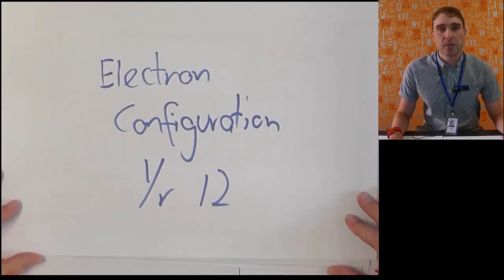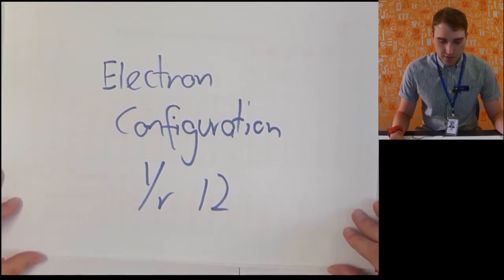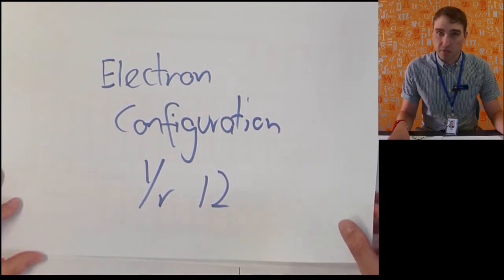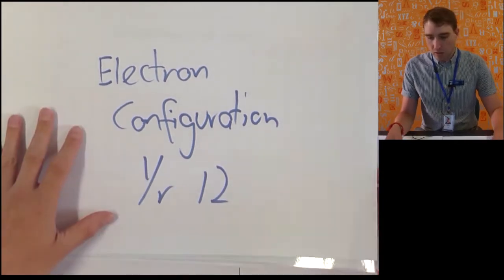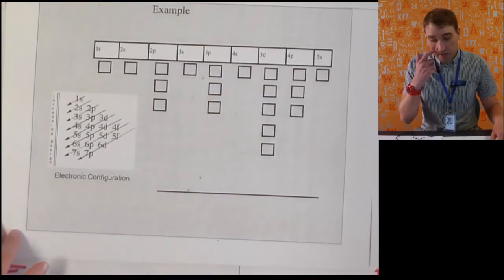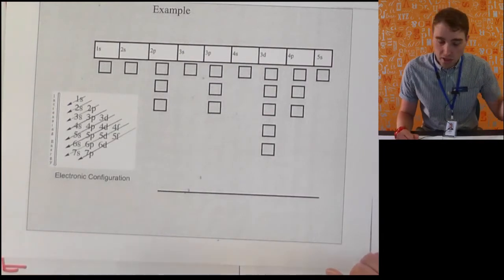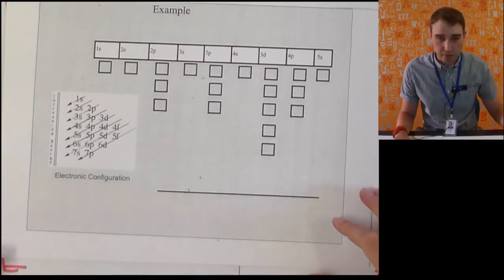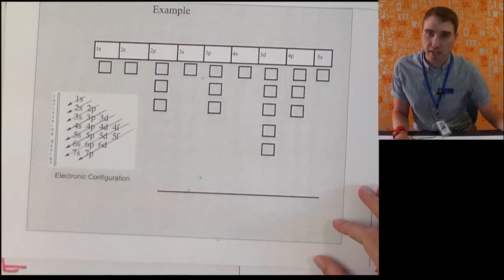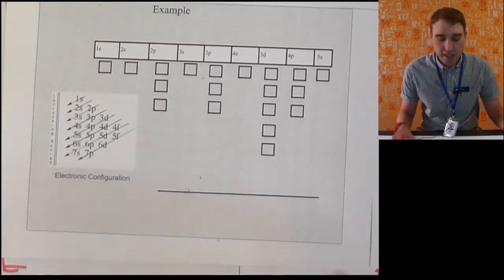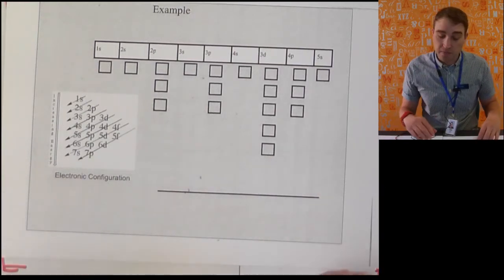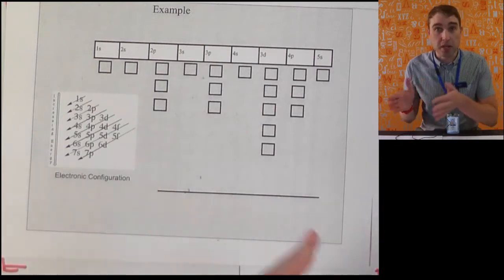On Flipping Science, we're going to be looking at electron configuration Year 12 style. So what that means is it's a little bit more complicated than what you did in Year 11. Rather than just doing 2.8.3, we look at exactly where the electrons are in terms of main shells, subshells, and orbitals.